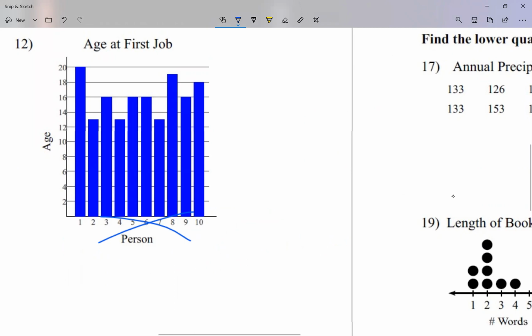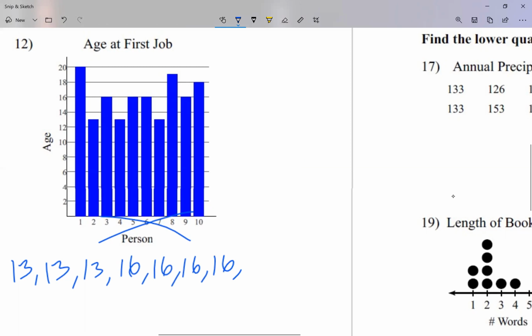All right, so my smallest number I see is 13. I see 3 of them. So 13, 13, 13. Then again, I'm going from small to large. So I see 16 4 times. Then I have an 18, a 19, and I have a 20. Okay. I listed my numbers from small to large.